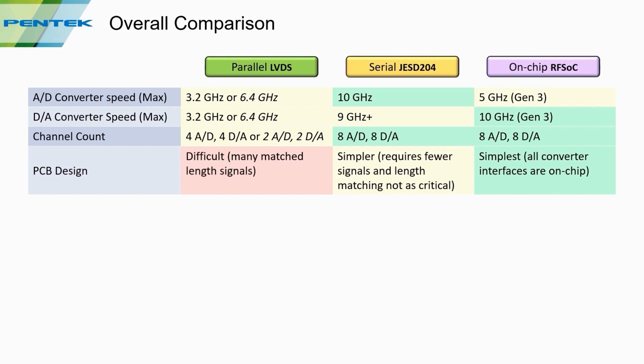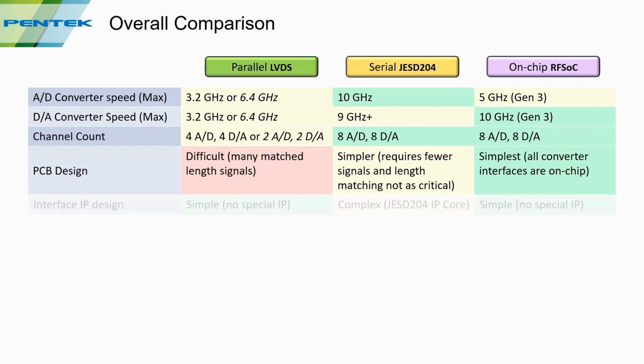PCB design, again, with the high-speed LVDS interfaces, you're running a lot of signals, and you're running them in matched pairs and in matched groups. So the PCB design, especially for a very small PCB, can be difficult. JESD, the PCB design is pretty straightforward. You need fewer signals, and the length matching really isn't critical because that gets handled in the protocol. And RFSoC, of course, is the simplest because there is no PCB wiring between the A to Ds and D to As because they're on chip.